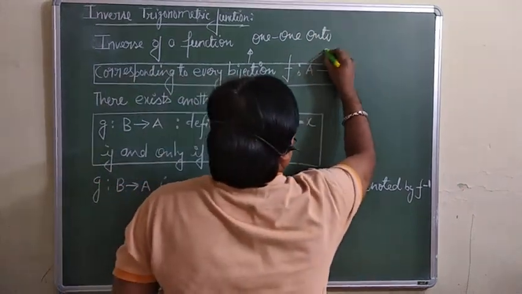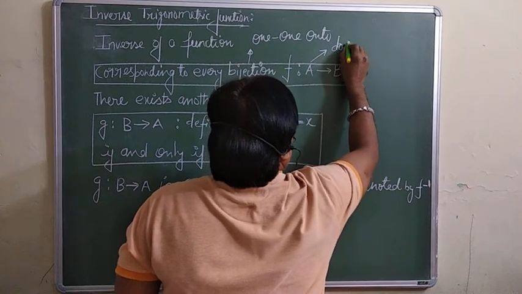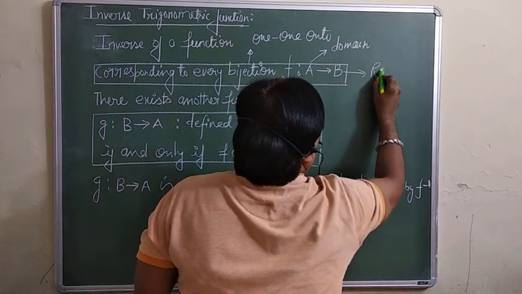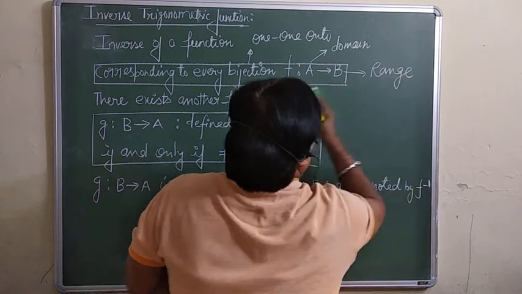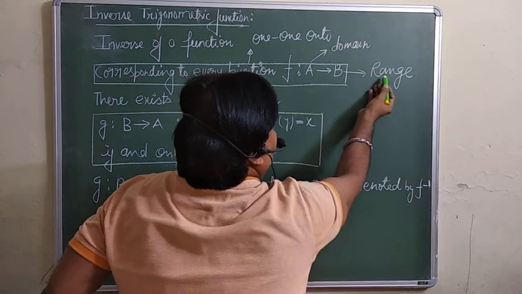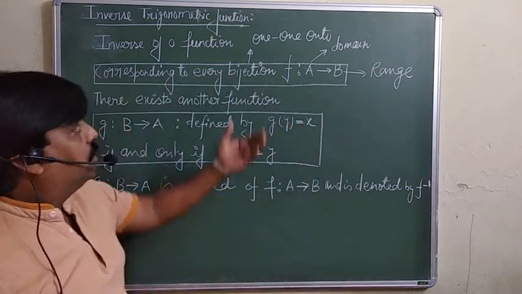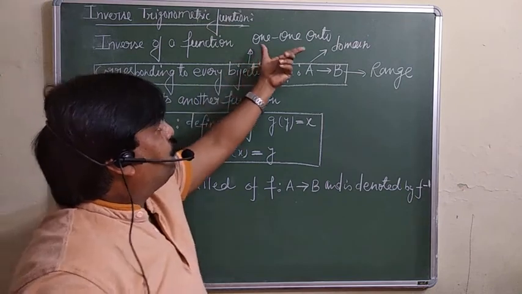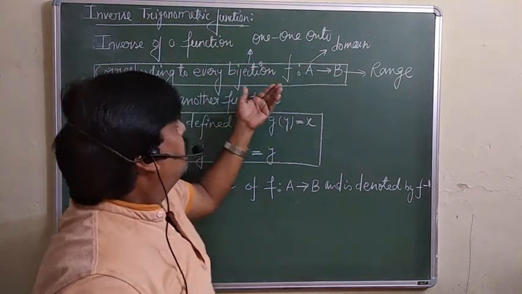A is your domain and B is your range. So if you are taking the inverse there, we are going to interchange: the domain becomes the range and the range becomes the domain. So to take the inverse of any function, the function should be one-one and onto.